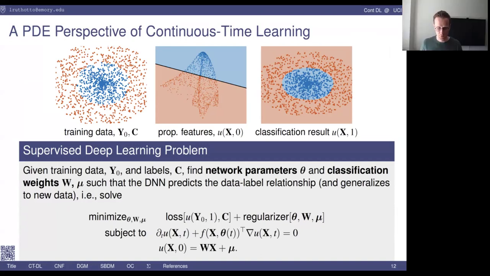Okay. And the twist here is that the initial condition is not given precisely, because you can still also learn this W and the mu. So you don't have a fixed initial condition.